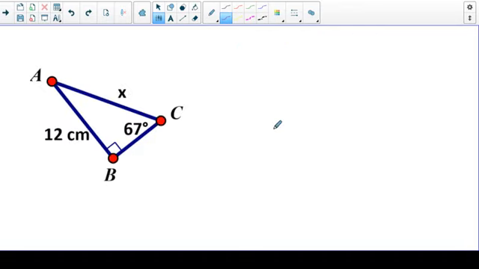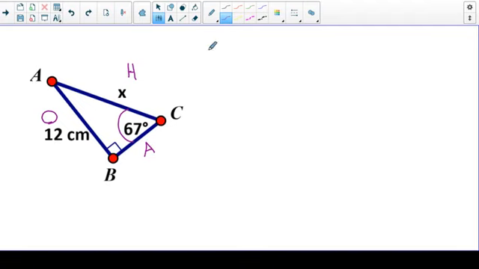So here I have a right triangle, and they're saying, what is x? Can you solve for this side? If I make 67 degrees my reference angle, that would make this side here, side AB, the opposite side, whatever's across from that. And that means that x is the hypotenuse, and what I have left over, side BC, is my adjacent side.